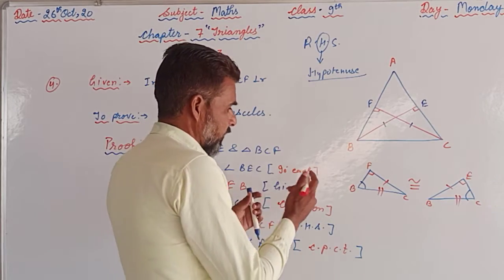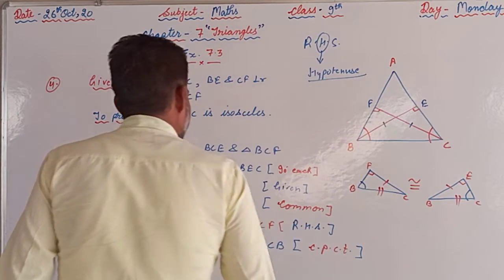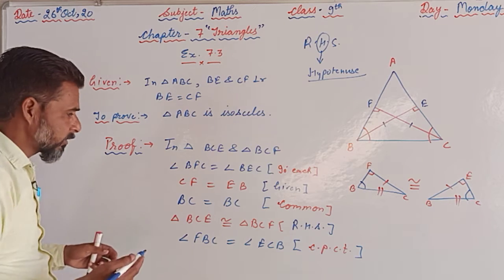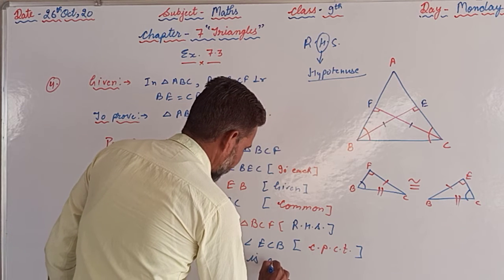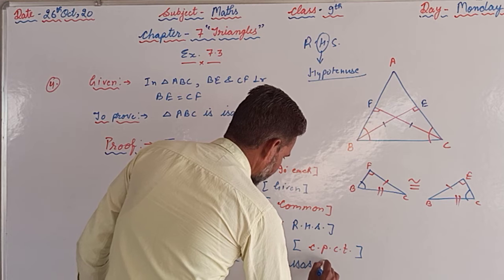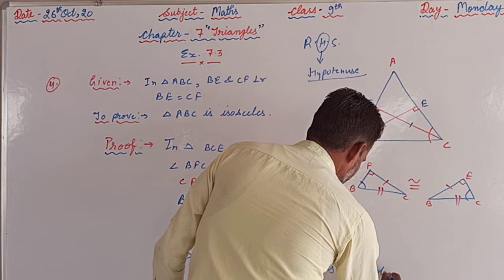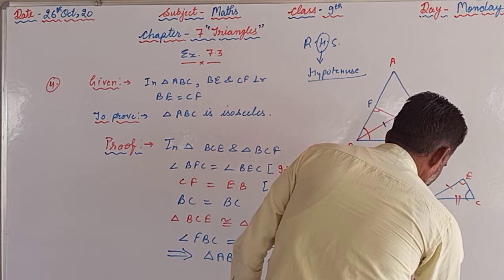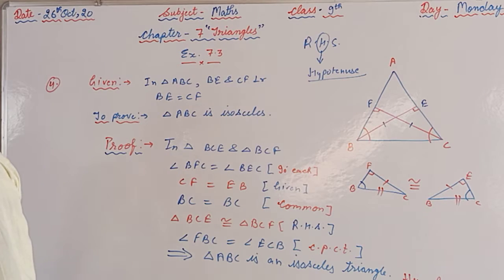If these two angles are equal, means now this angle is equal to this angle. If two angles of a triangle are equal, then we can say that triangle is isosceles. It implies that triangle ABC is an isosceles triangle, and that we have to prove, and at last we can write hence proved.